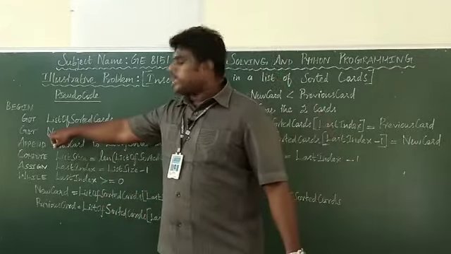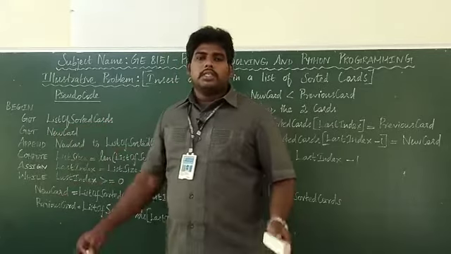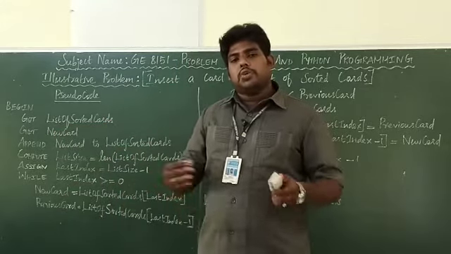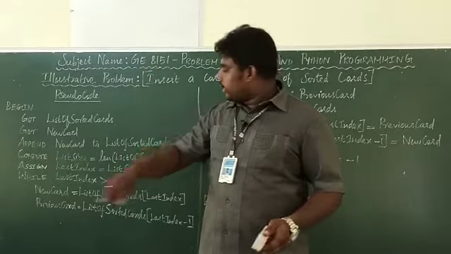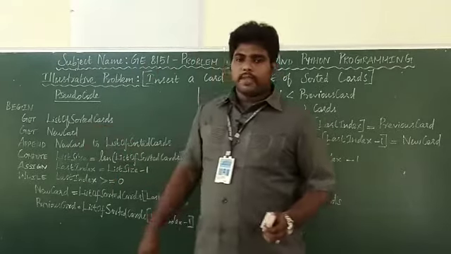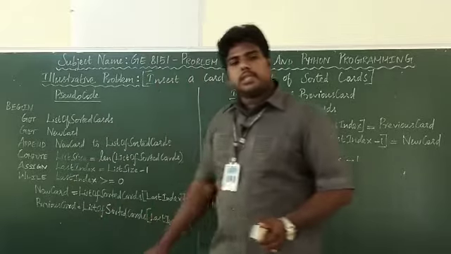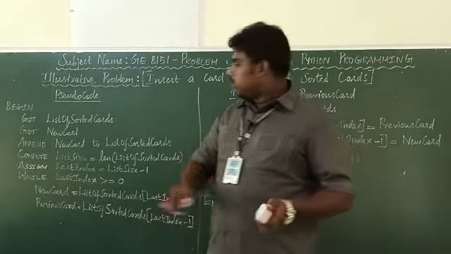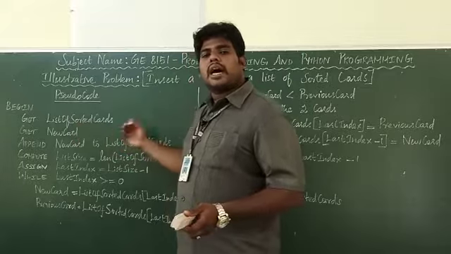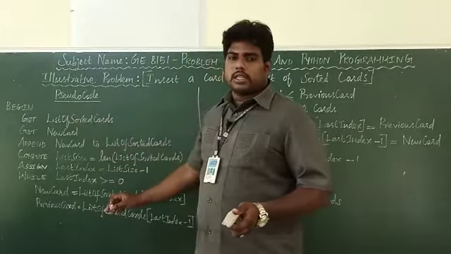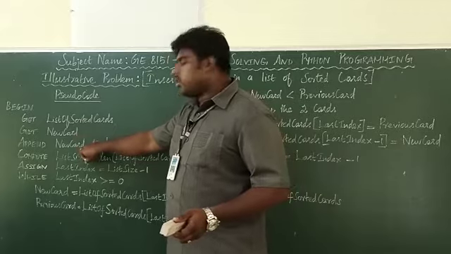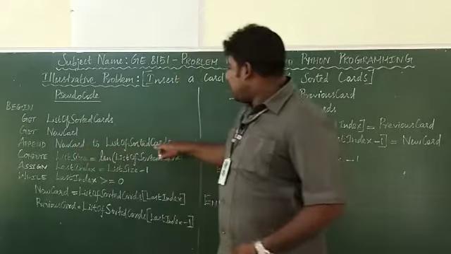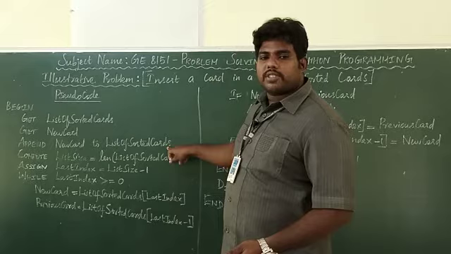Then get the input as new card. You have to get the input for the new card, whatever element or card you are going to insert. Then append. Append means you are going to add the new card at the end of the list. So you are adding, at the last of the list, the new card you get as input, at the end of the list of sorted cards.